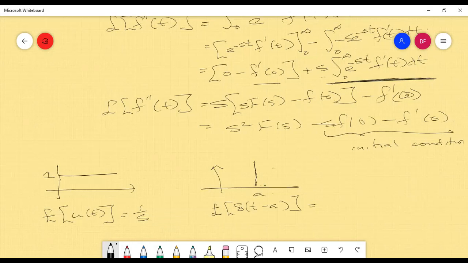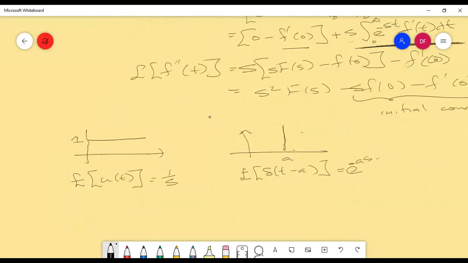So it's e to the minus as. Understood, sir. We know say e to something minus. All right, so DC voltage, spike.